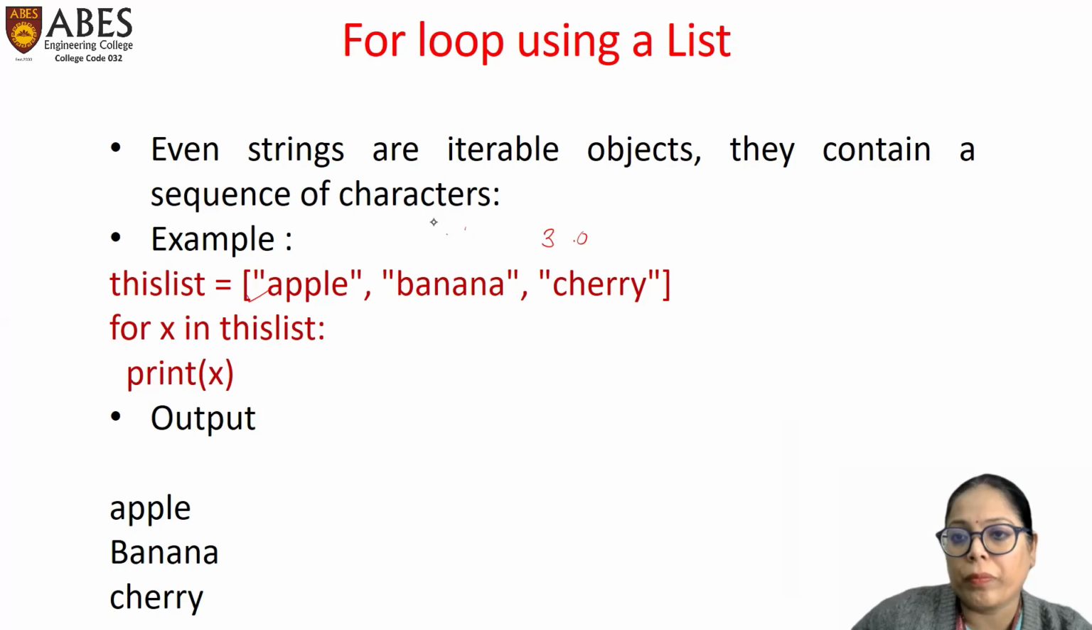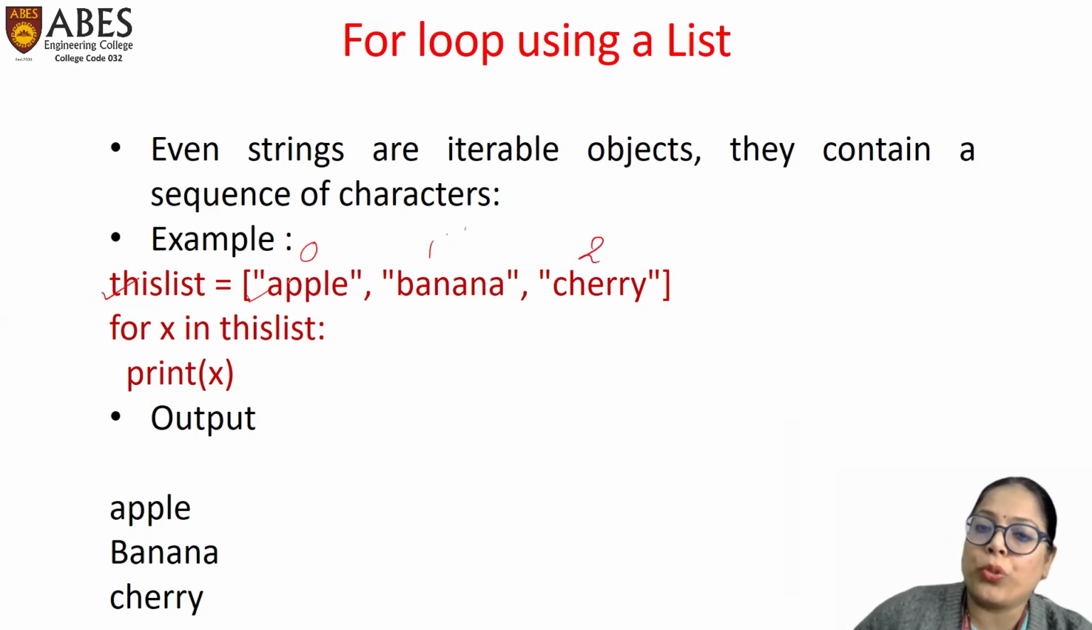We have seen it with strings. Now we will see how it works with list. This is the name of the list, and here we have three elements. Again, we have indexing: 0, 1, 2. It always starts from 0. So basically indexing means that at position 0 we have apple, at position 1 we have banana, and at position 2 we have cherry.